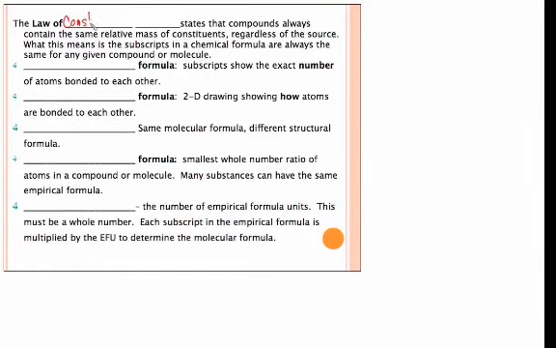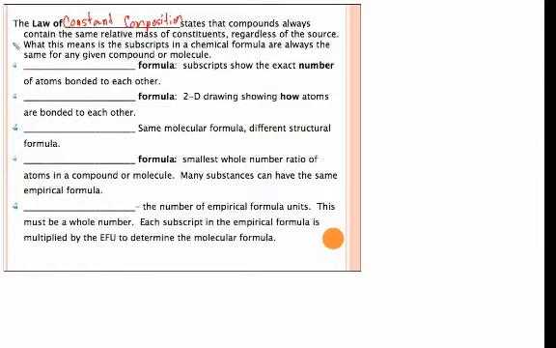The law of constant composition states that a compound will always have the same relative mass of constituents. The percent mass will be the same regardless of the source. And what that means is that in a chemical formula, we're always going to have that same ratio.